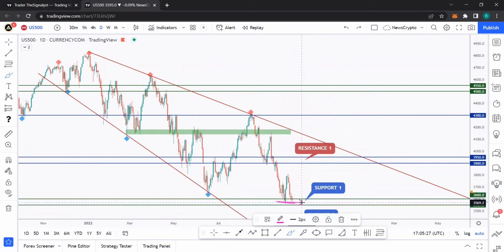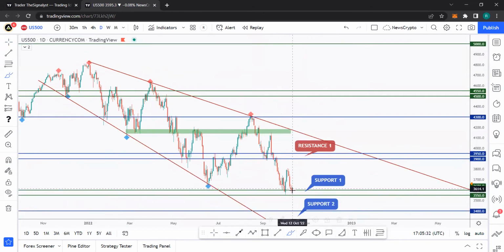But for now, it's looking good if we see a rejection from here. Of course, unless we break it downward, in which case we will have one more impulse movement pushing lower. So it would be an impulse, a correction, an impulse, a correction, and this impulse in a bearish trend usually results in a lower low.